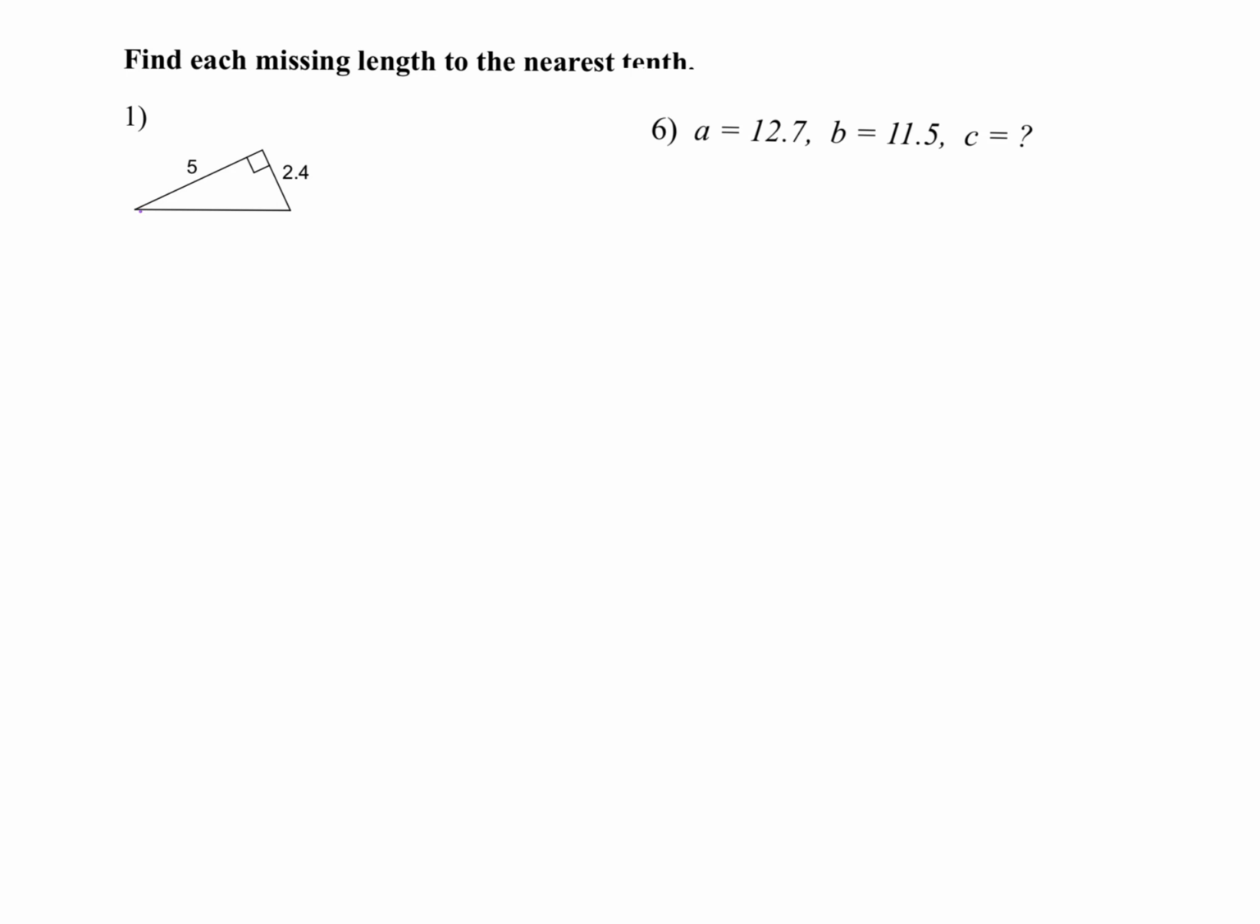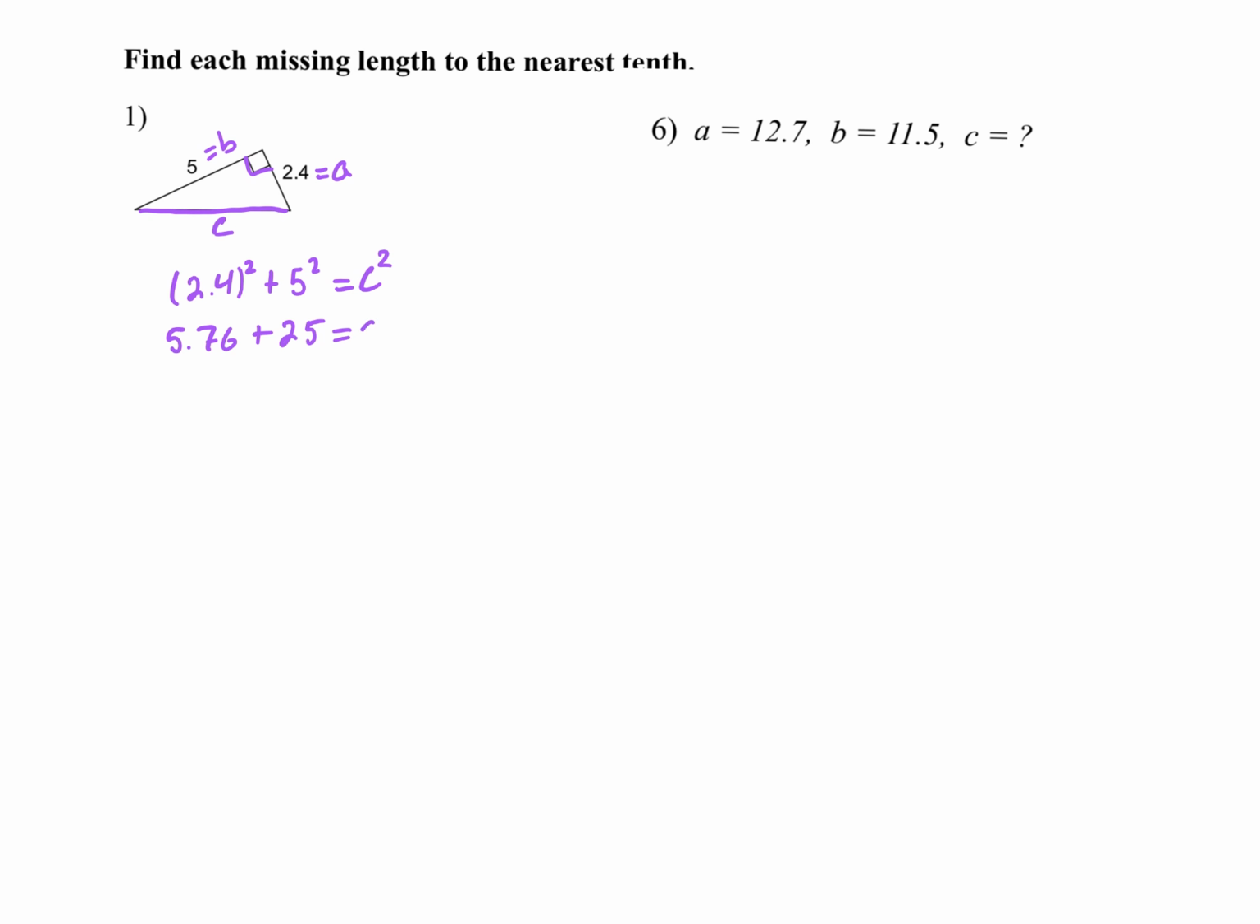Remember that the hypotenuse, the one opposite that right angle, is always the C. And then generally we say the shortest one is the A, and the middlest one is the B. So for this one, we're going to say 2.4 squared plus 5 squared is equal to C squared. 2.4 times 2.4 comes out to be 5.76. 5 times 5 comes out to be 25.